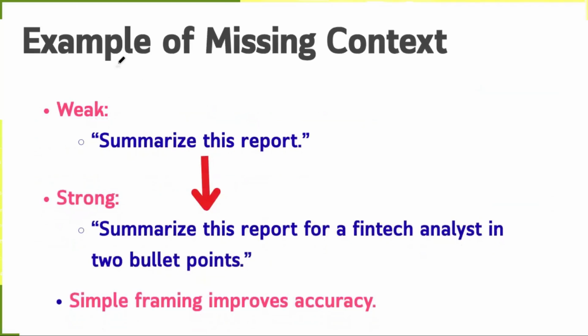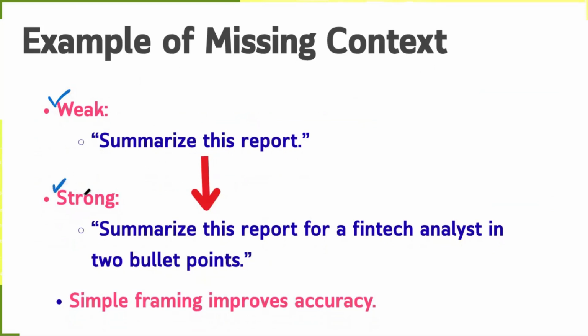Let's look at a quick example to show how missing context affects the final output. A weak prompt may say, "Summarize this report." It gives almost no direction. The model has to decide who the summary is for, what level of detail to include, and what angle to take. With so many open choices, the result can feel vague or unfocused.